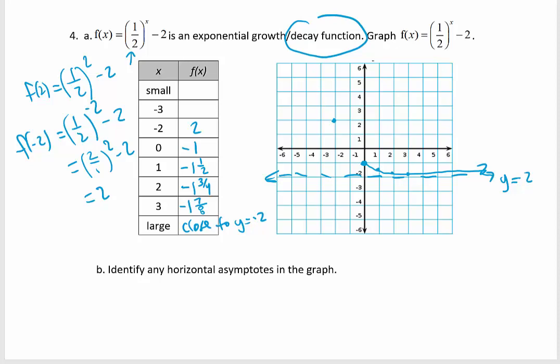Let's see. Negative 3. If I change this up here to a negative 3, then we're going to have 2 to the third power now. And 2 to the third power, 2 times 2 is 4, times 2 again is 8. 8 minus 2 is 6. So let's see, at negative 3, we're going all the way up to 6. And you can see this guy is going to take off to positive infinity.